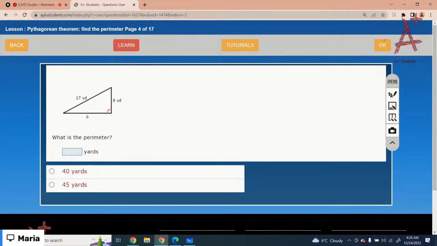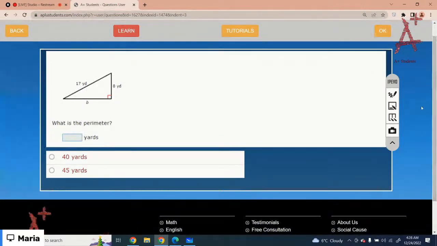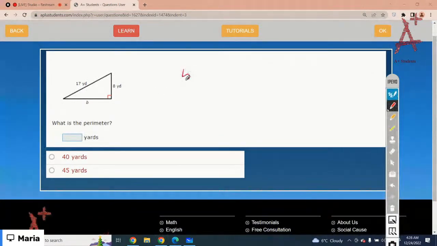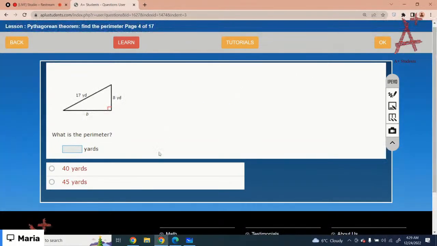B is 15. So b equals 15. For the perimeter, you have to add up all the sides. Just add 8 plus 17 plus 15. It would be 40 yards. Got it? The perimeter for the given one is 40 yards. Just select the correct option, then click on the OK button.